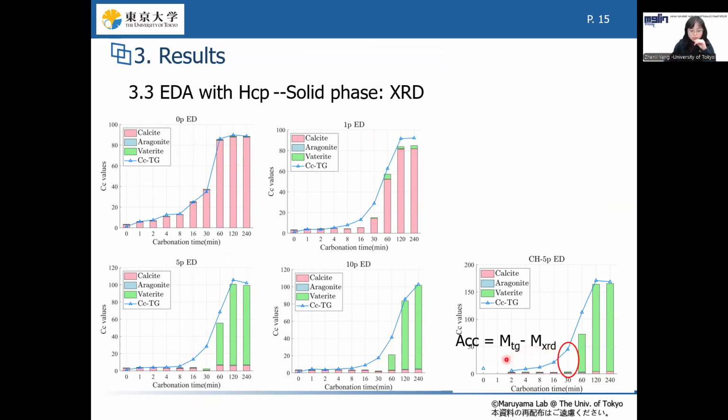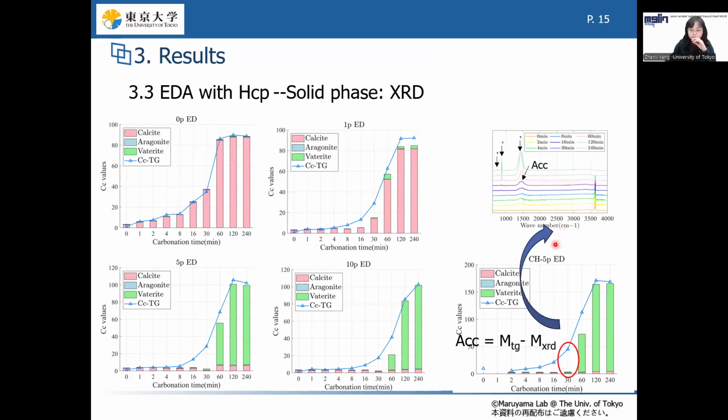We attribute the gap between the values detected by these two techniques to the amorphous phase, because TG can detect all the calcium carbonates, whereas XRD can only detect the crystal phase. We also confirmed by FTIR that the material here is indeed amorphous calcium carbonate.